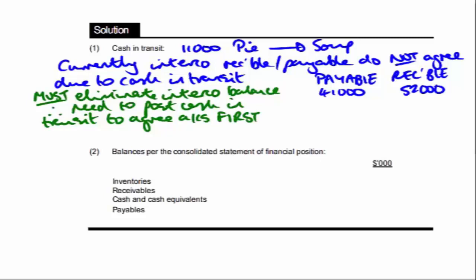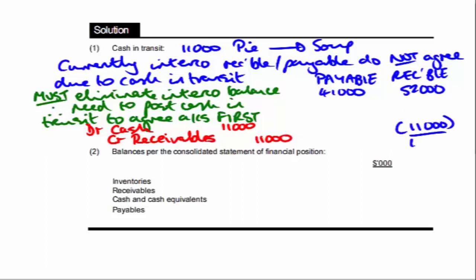And we would post that cash in transit, and you need to learn the journal entries by pushing it into the receiving company. So the receiving company would debit cash and reduce down their receivables. They've now received the cash in payment. So debit cash and credit receivables, 11,000, 11,000. And when that was posted through in this case then, we would have 11,000 coming off the intercompany receivable, leaving us with a balance of 41.